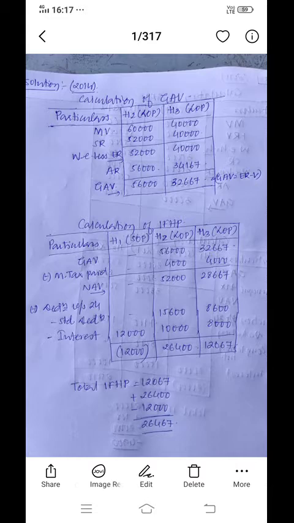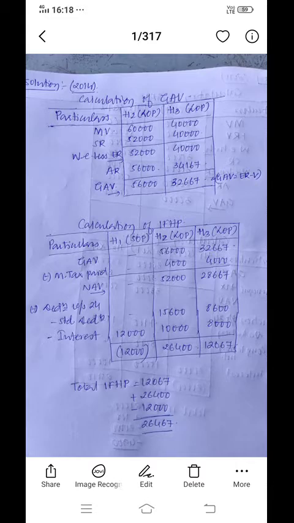Okay. So after calculation of GAV, what is the next step? Calculation of income from house property. So draw 4 columns again, students. Particulars, H1, H2 and H3. So here H1 is SOP, H2 is LOP, H3 is also LOP.